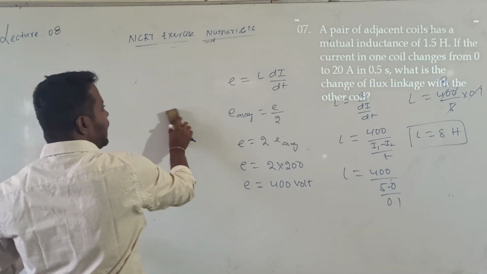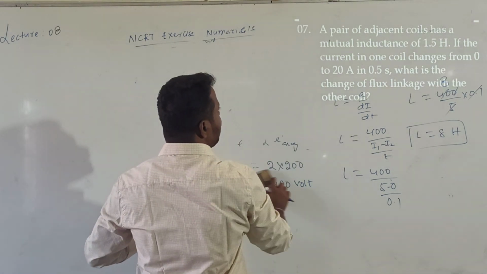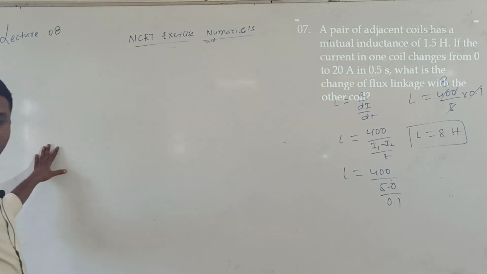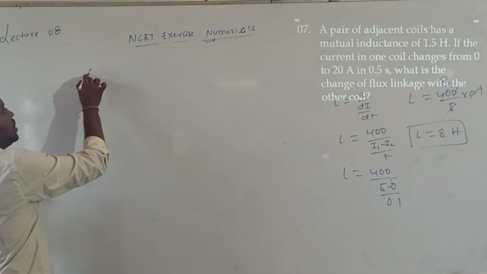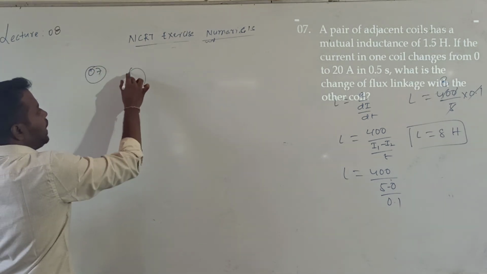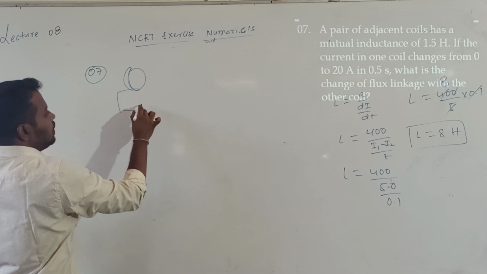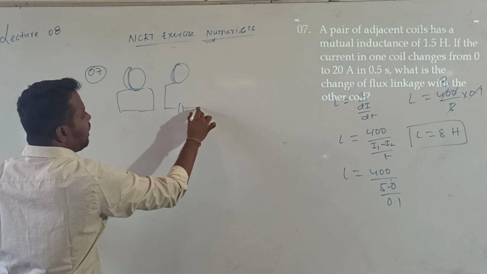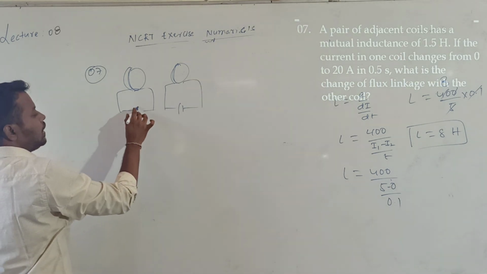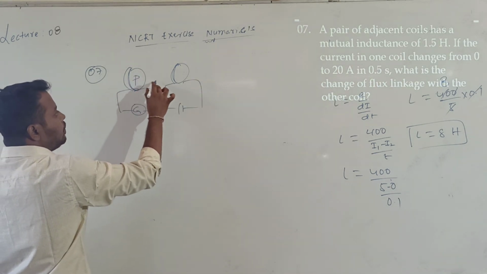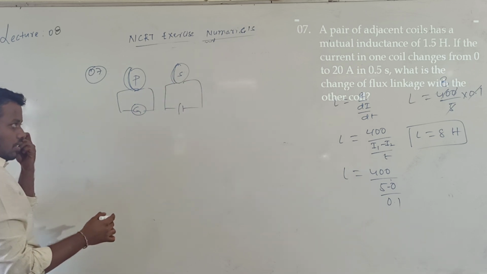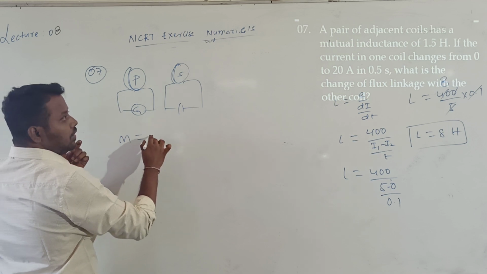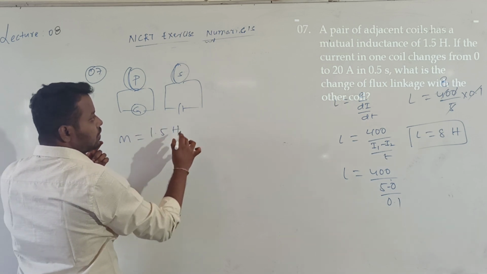A pair of adjacent coils has a mutual induction. Two adjacent coils are there, so they have mutual inductance. Question number 7: a pair of adjacent coils are there. This is one coil and this is another coil. This coil is connected across the galvanometer, primary and secondary. The mutual inductance is given as capital M, and its value is 1.5 Henry.